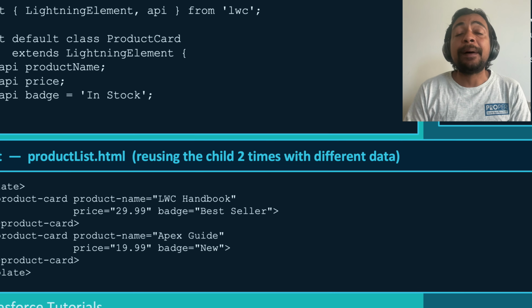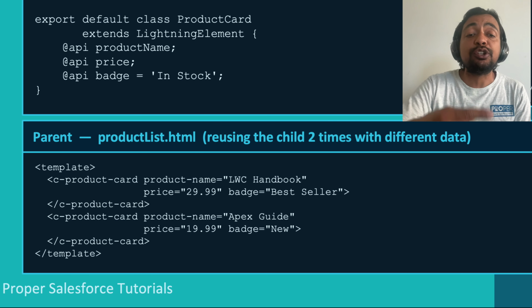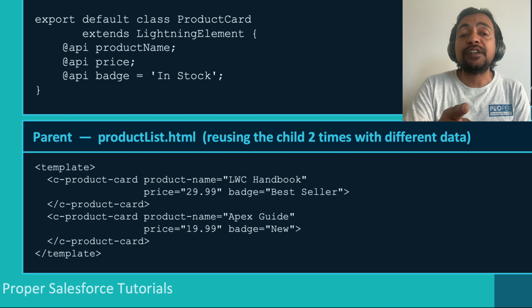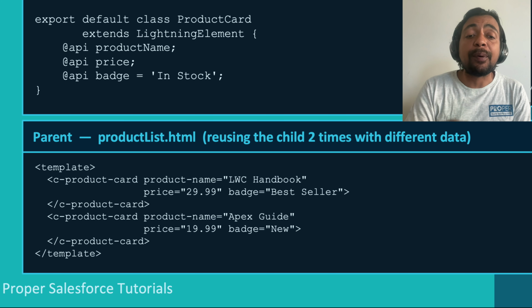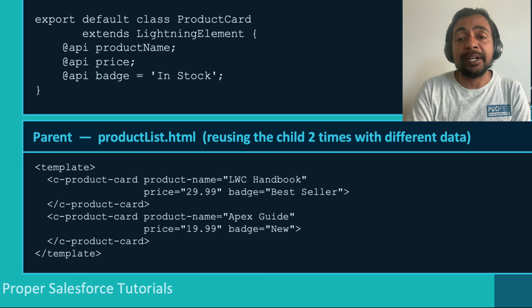And in the HTML part of the parent, you can see we have used this specific child two times, and both times we have provided different data to it.